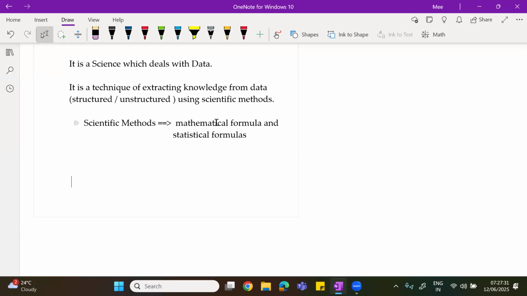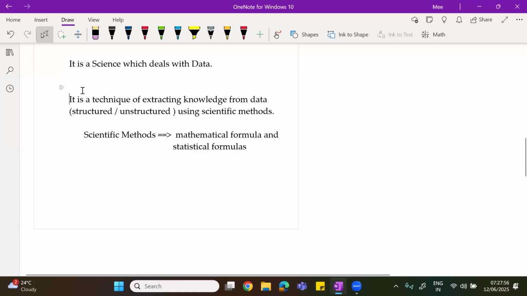Like one is statistics, one is programming. Programming is again different, statistics is again different, and domain knowledge is again different. So we can say, as another definition, that data science is a blend of multiple sectors. It has multiple fields in it. I'm putting another definition over here.